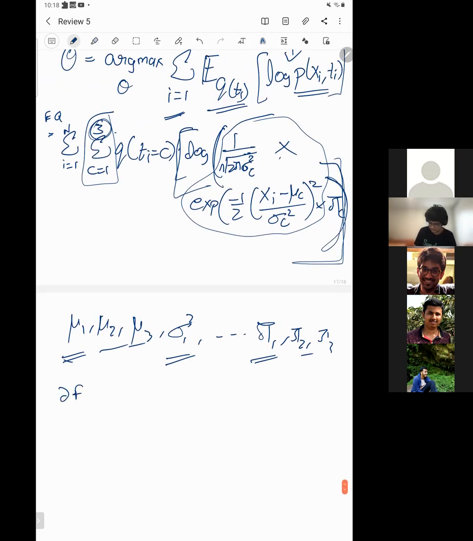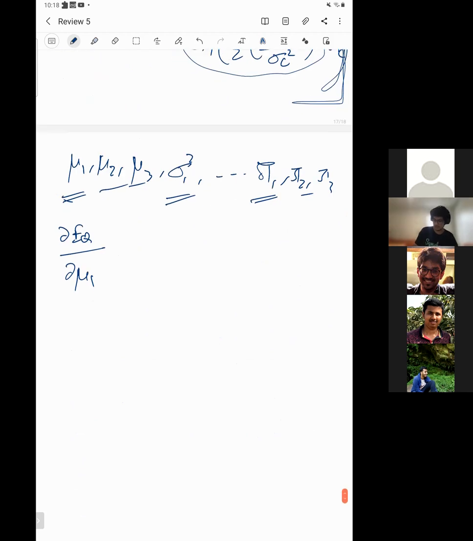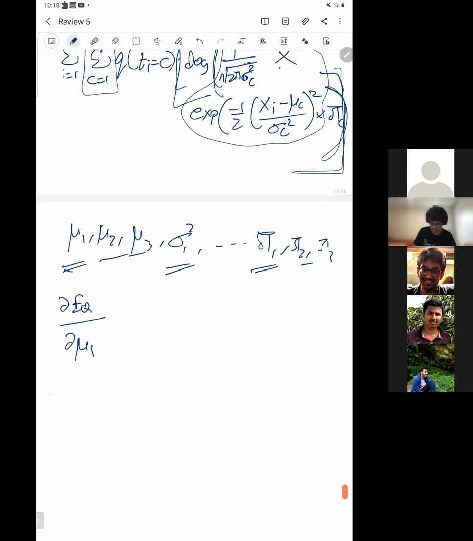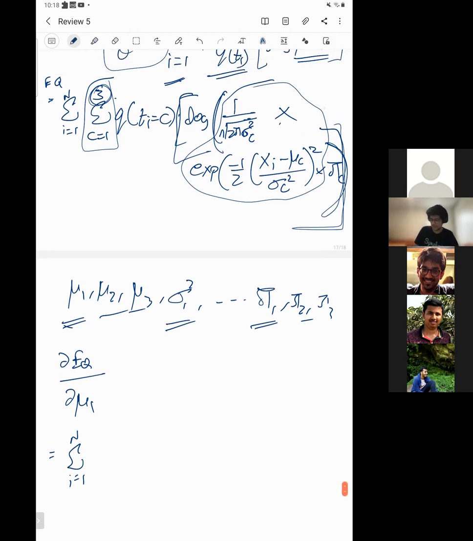So we differentiate this equation with respect to mu1, because we are trying to find the argmax, the maximum value. Now you can see that when C is 2 and 3, none of the terms would have mu1 in them. Please give me a thumbs up if you are able to see that. What I'm trying to say is you would add this 3 times, and the second and third terms would have mu2 and mu3 in them, and only the first term would have mu1 in it.